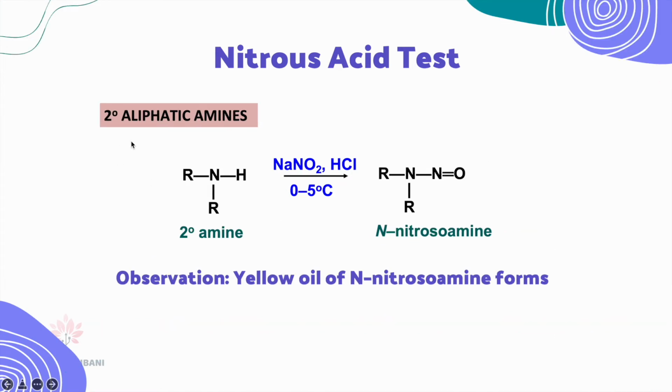For secondary aliphatic amine, the amine that has 2 R groups, that is secondary, undergoes the nitrous acid test. The product will be N-nitrosamine. N-nitrosamine is this N with 2 R groups, and then here remove the hydrogen, replace with NO, N double bond O. This nitrosamine is yellow oil.